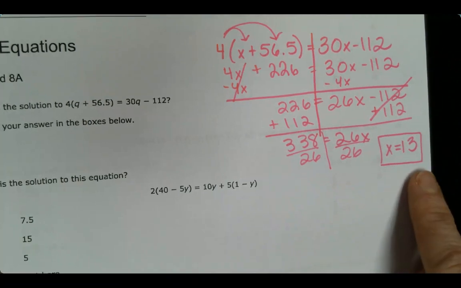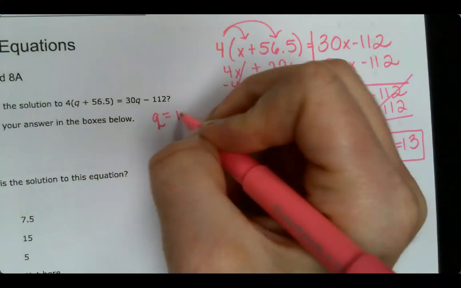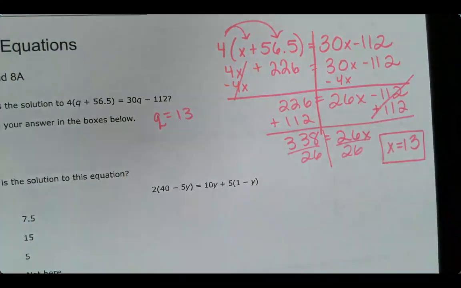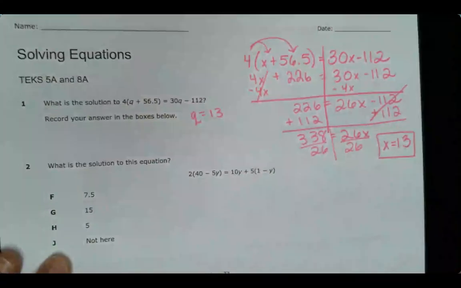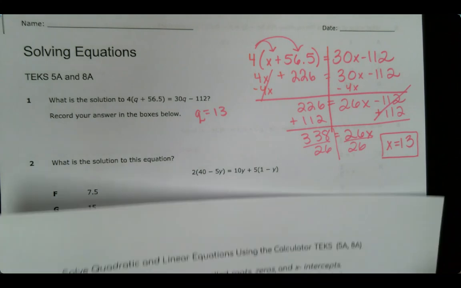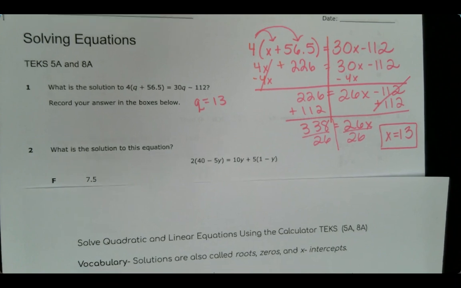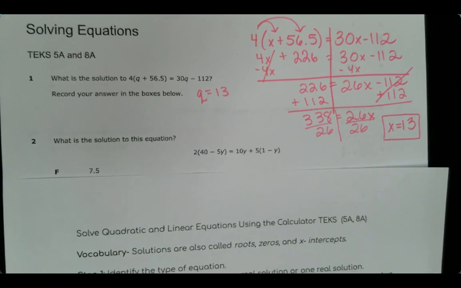So it's a free response. So you'll put q equals 13, or you might just put 13. It depends on how they word it. So that's that by hand. So see, it takes quite a few steps, but it works. It works every time. You just have to follow your order of operations.